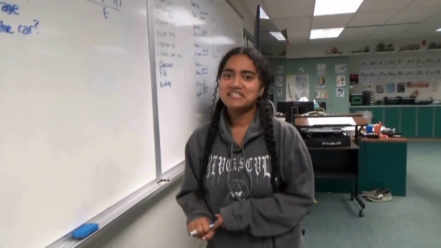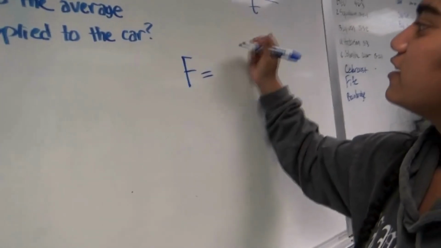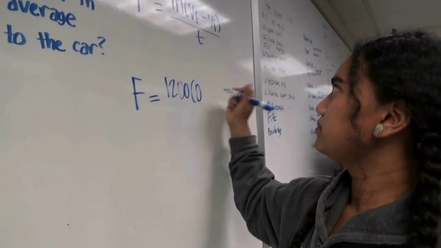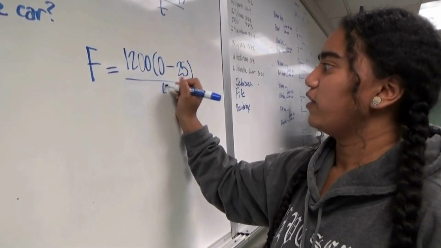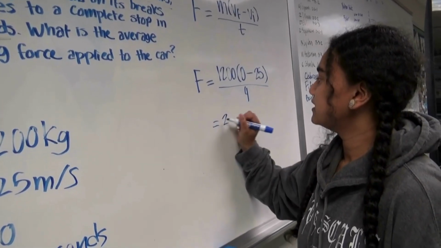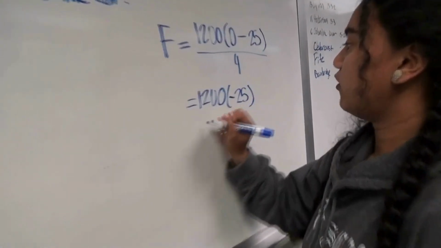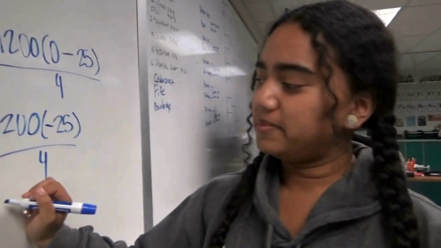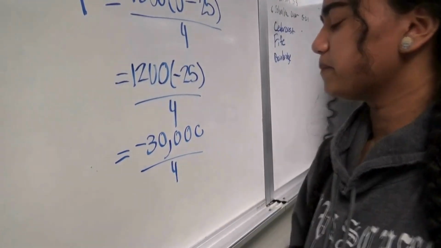So now we can plug this into the equation. We'll leave our force as F. Our mass we put in here. Then we put 0 because our car is at a complete stop. Our velocity initial is 25 over 4. Following order of operations, we would do 1,200 times negative 25 over 4, then multiply these two together, which would be negative 30,000 over 4. I want you guys to finish finding the final force.